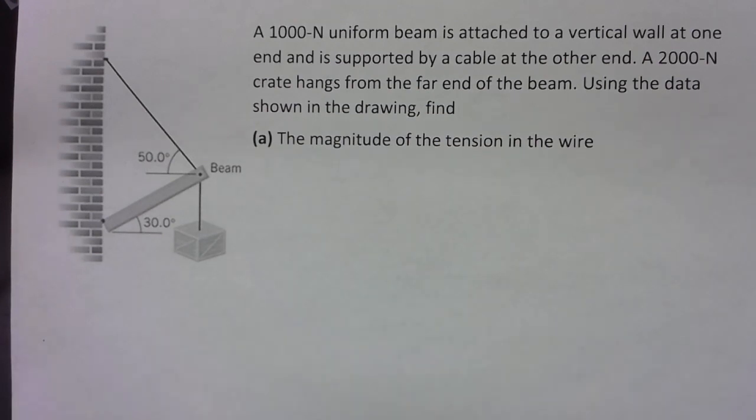So here we have a beam problem for static equilibrium where a beam is attached to a wall and it's supported by a cable at one end and there's a crate hanging at the other end. And we're going to use the data from the drawing to figure out what the tension in the upper cable is.